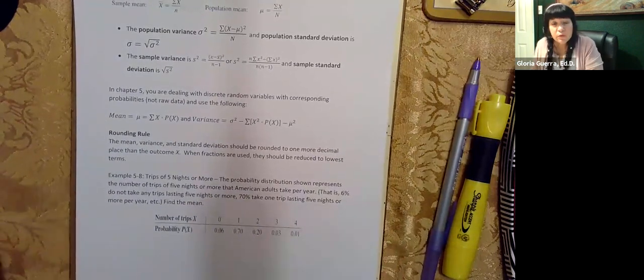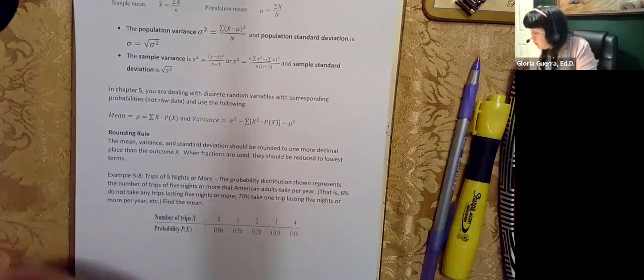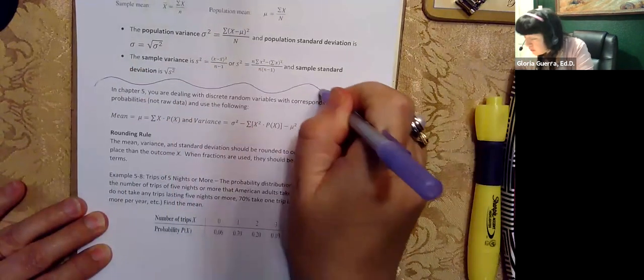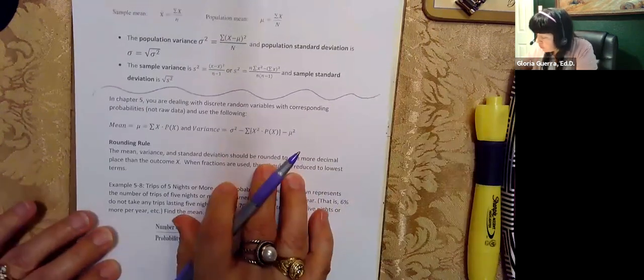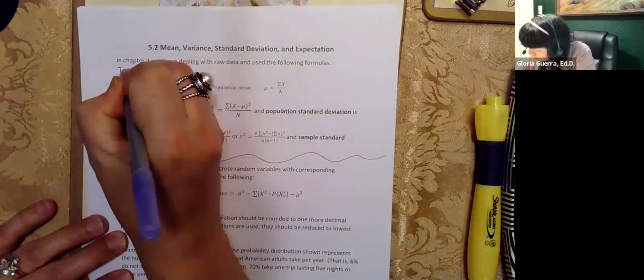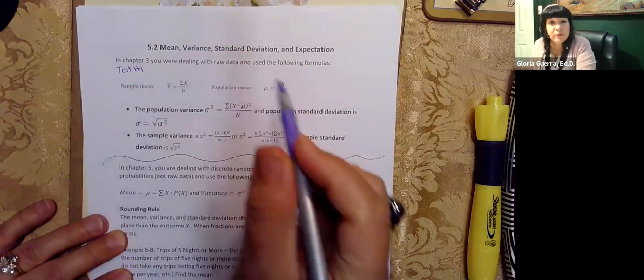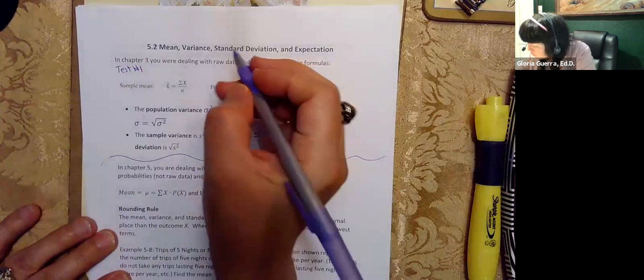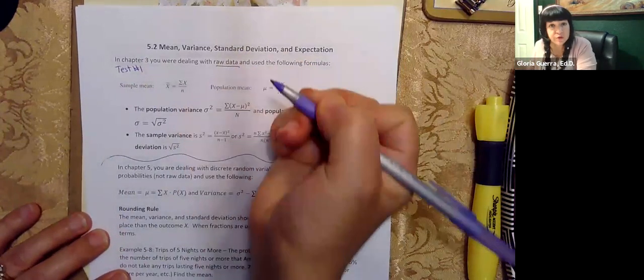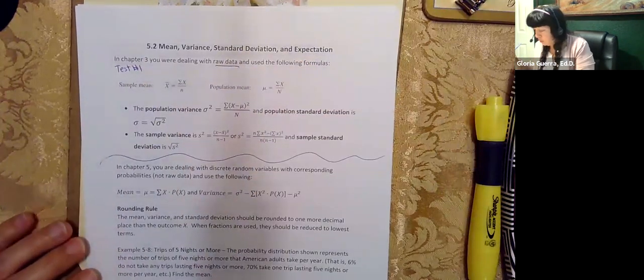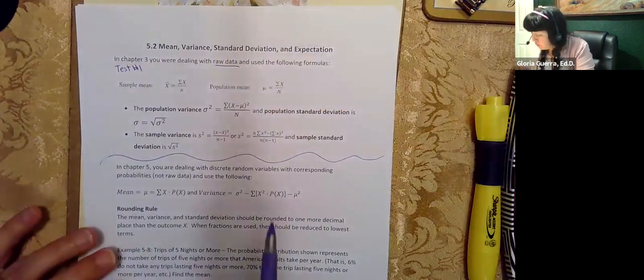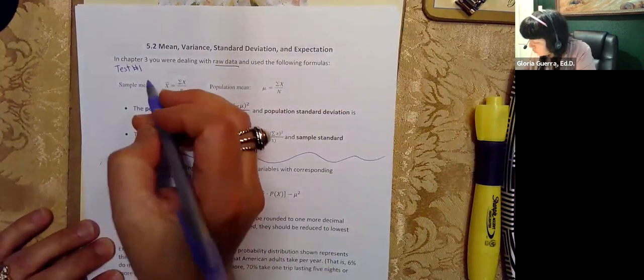Okay, so first of all, it talks about a review of chapter 3 material, when we took our test number 1 over chapter 3 material. It reminds you how you were dealing with raw data, which is going to change for this chapter that we're in, chapter 5. And it reminds you of some of the formulas.